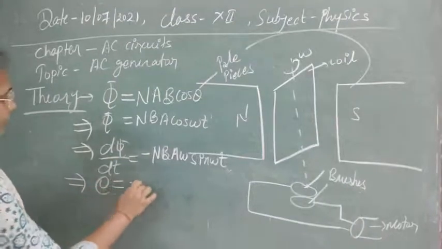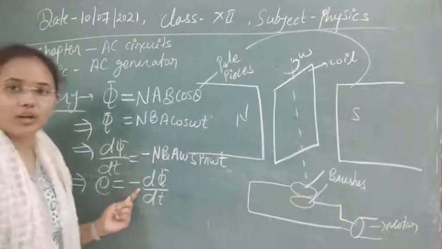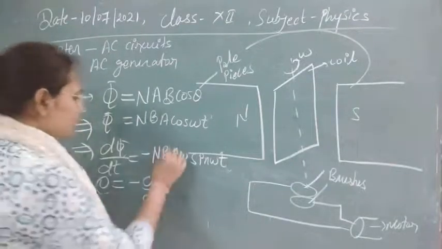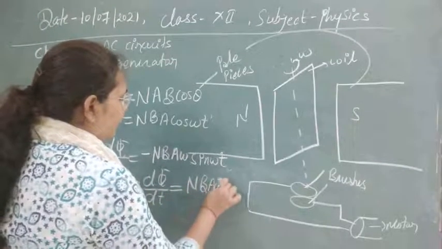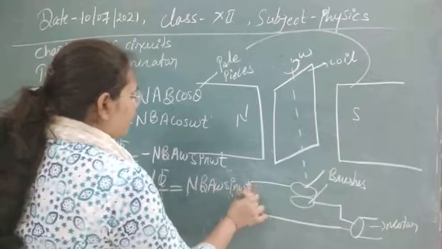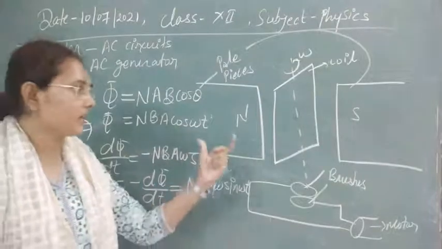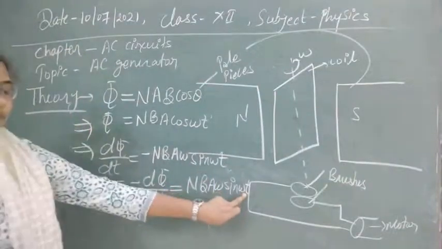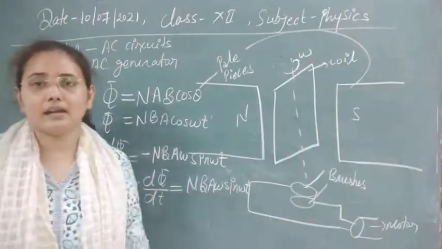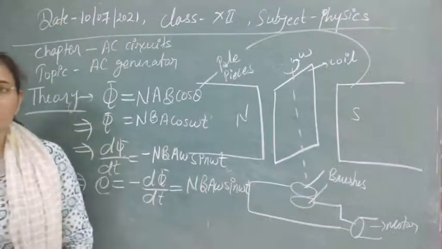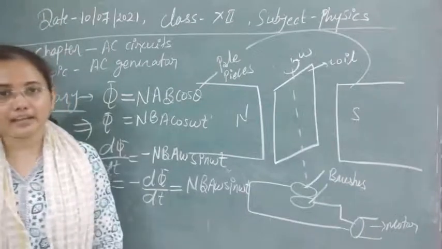So here also there is production of induced EMF, and according to Faraday's concept we can write E is equal to minus d phi by dt, where the minus sign you know already is represented by Lenz's law. So as the negative sign is already there, this will be equal to NBA omega sine of omega t. So this is the induced EMF produced in our circuit, and it is changing with time. It means that the magnitude of this potential is changing, and its direction is also changing. So this is the alternating potential that we are getting from here.